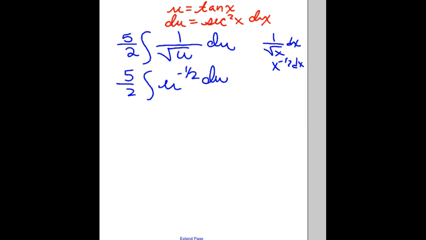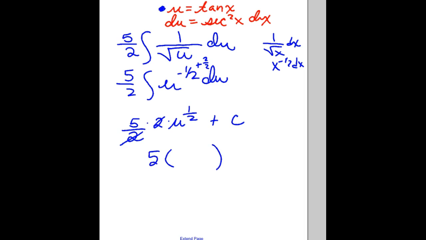I add 1 to the exponent, disguised as 2 over 2, and I get u to the 1/2. I divide by 1/2, which has me multiply by the reciprocal. I have the 5/2 that I pulled out front of the integrand from the beginning, and I have C hanging on the end. Once that's all done, I clean up my fractions. I replace u with my original choice. Up here, it was tangent x. It's to the 1/2 power plus C.